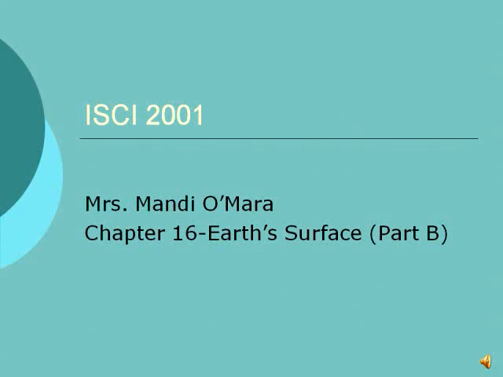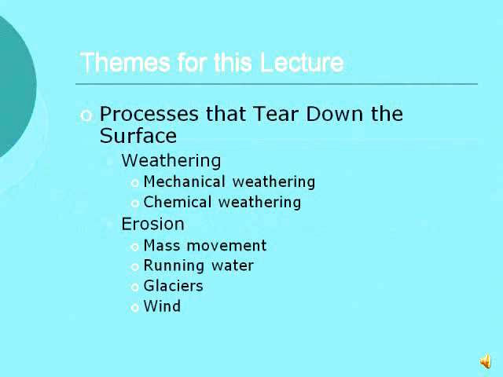This is ISCI 2001, Chapter 16, Part B, Earth Surface. The themes for this lecture are the processes that tear down the surface, including weathering, that is mechanical weathering and chemical weathering, and then erosion, which is mass movement, running water, glaciers, and wind.